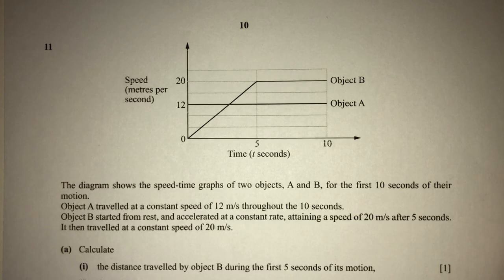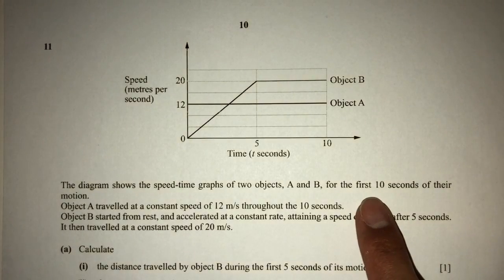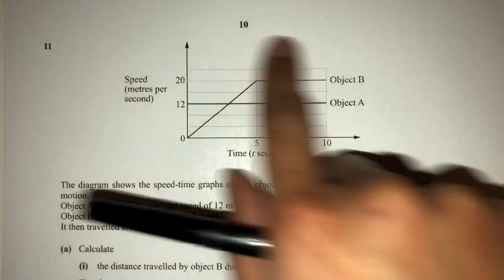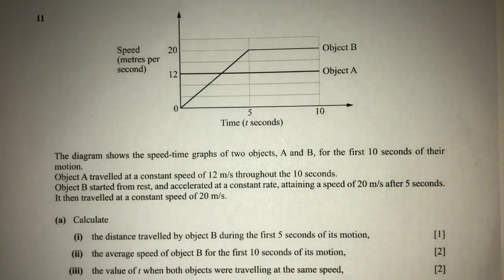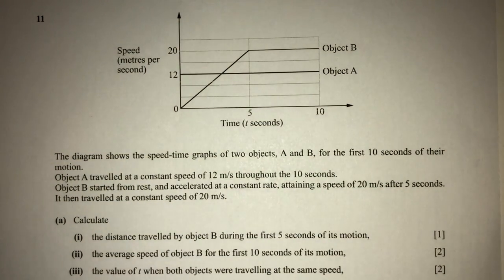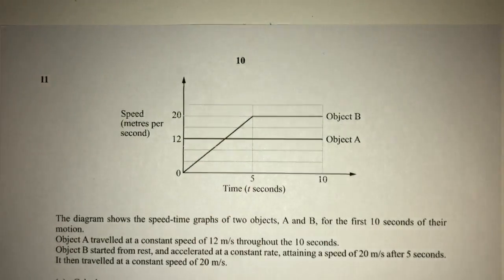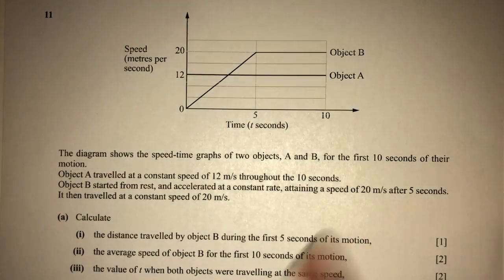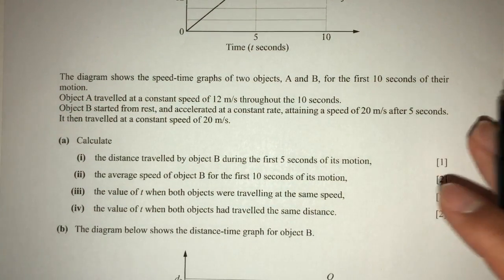So here we are given a speed time graph. As we can see on the diagram, we have two objects, A and B, and we have the speed time graph for the first 10 seconds of their motion given to you. Okay, now object A traveled at a constant speed of 12, as you can see, and object B began from rest and accelerated at a constant rate. This is the constant rate for 5 seconds, attaining a speed of 20 meters per second.